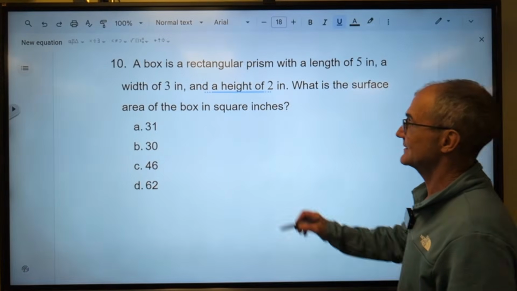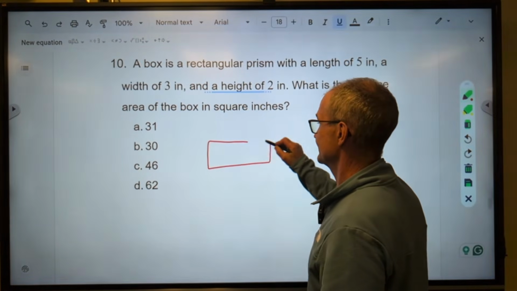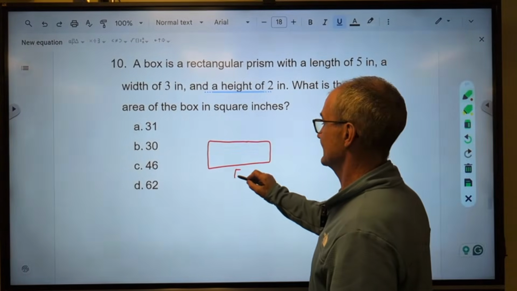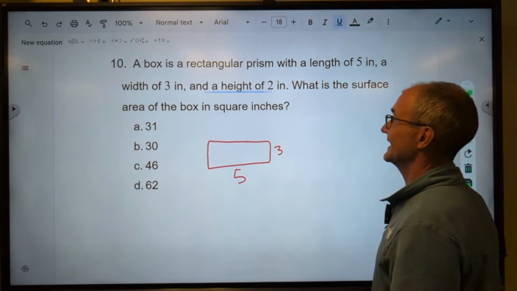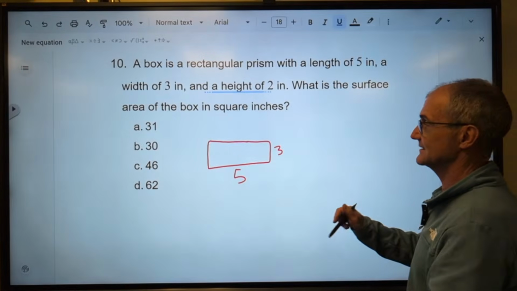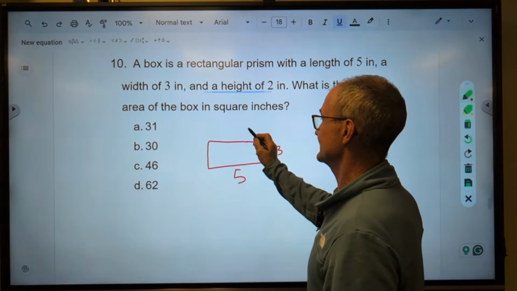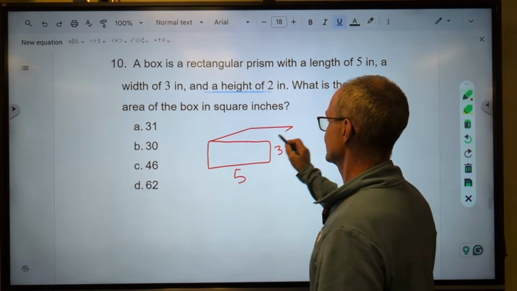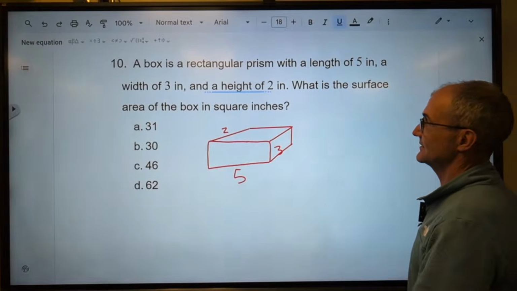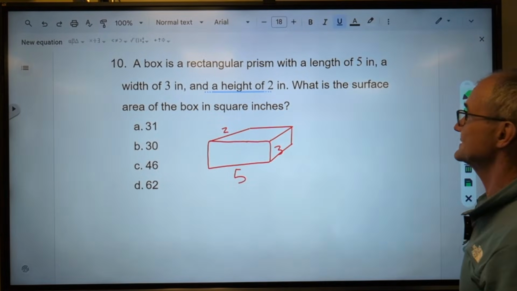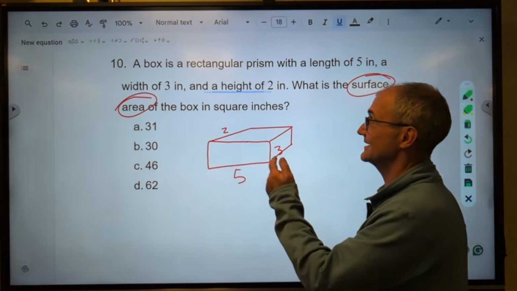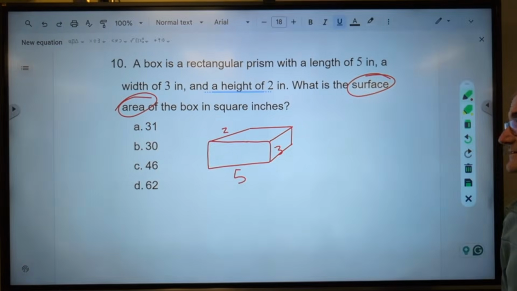A box is a rectangular prism. So there's a rectangular part with a length of 5 inches and the width of 3 inches and the height, excuse me, of 2 inches. So a prism is a solid. There's my face, but now I'm going to go deep 2 inches. So the depth is going to be 2. So sentence to picture. What is the surface area? Boom, that's a good one right there. What is the surface area of the box in square inches?